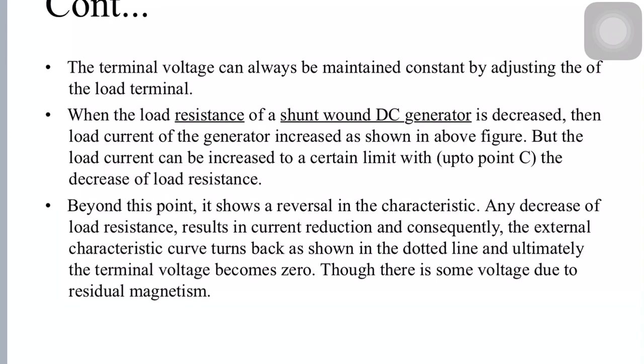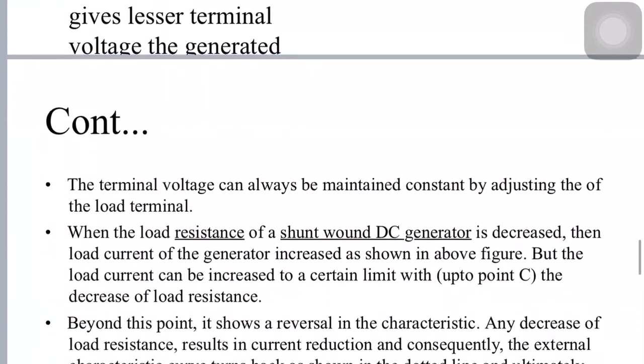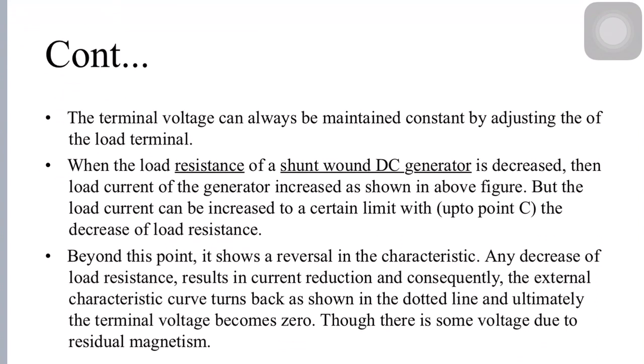Coming to these characteristics, the external characteristics, there is some deviation when compared to other characteristics. What is that? When the load resistance of this shunt wound DC generator is decreased, then automatically the load current of the generator increases, but only up to a certain limit, as the load resistance decreases.